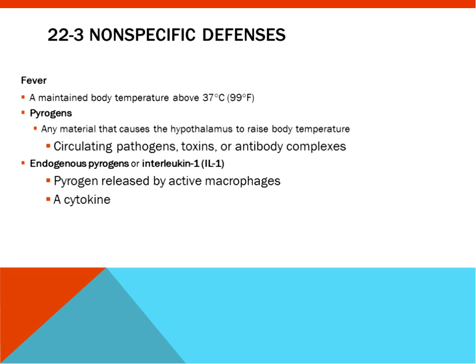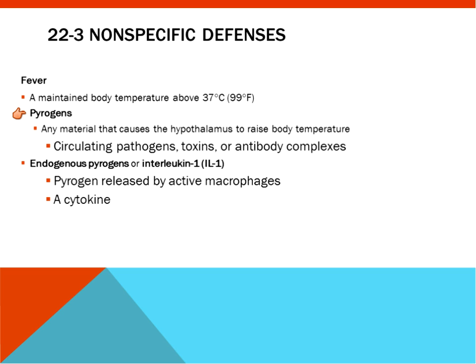So fever specifically: pyrogens are any materials that will cause your temperature regulator, the hypothalamus, to increase the body temperature. Things that can act as pyrogens are circulating pathogens, toxins, and even antibody-antigen complexes, like the same thing that activated complement, the classical pathway of complement. We consider a fever to be anything where your body temperature is maintained above 37 degrees Celsius.